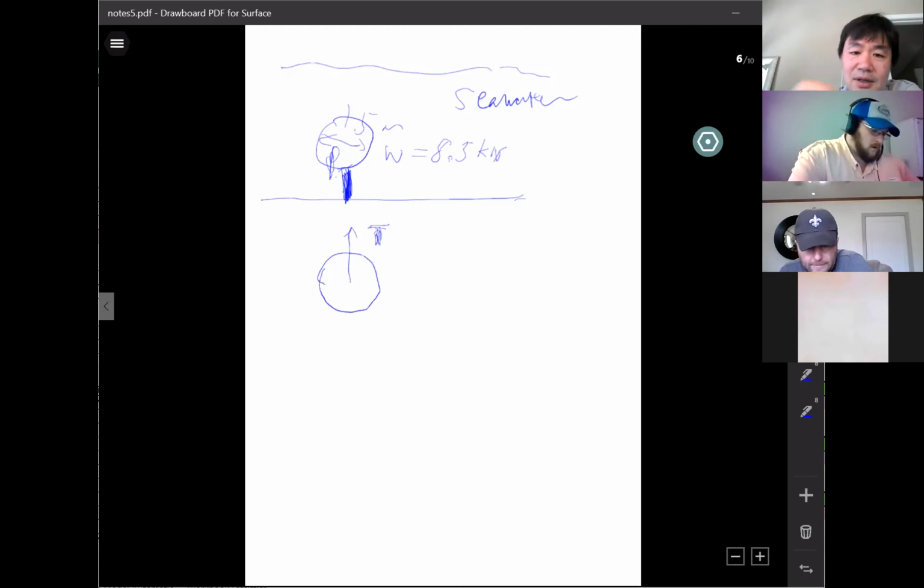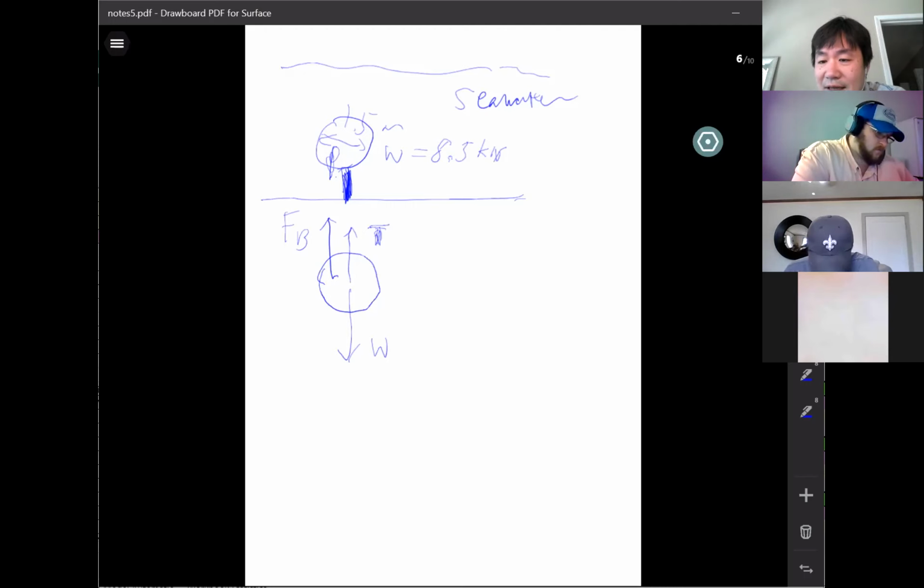Then the initial forces, what do you know? What do you have? I think I have the weight and buoyancy. Weight and the buoyancy, FB. I guess that's it. Everybody agree? That's it, right? Simple. Now you can immediately write down the force balance.